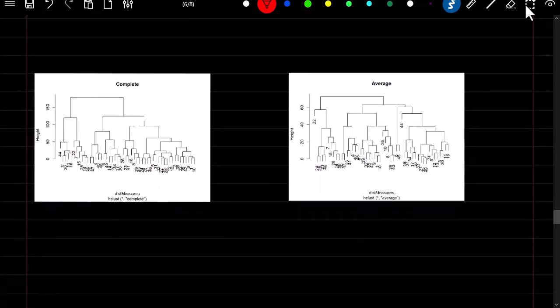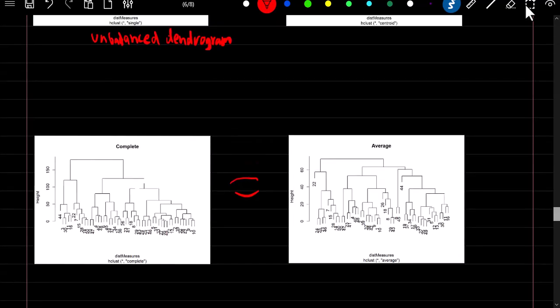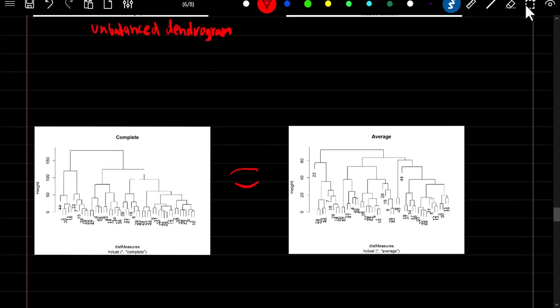Now the other two options are going to be complete and average. So with complete, where we're taking the maximum value, and average, where we're taking the average of our Euclidean distances. Notice that these two almost look very similar, and a lot of times they are going to be. With both complete and average, unlike with single where you end up with an unbalanced dendrogram, you generally end up with a balanced dendrogram.